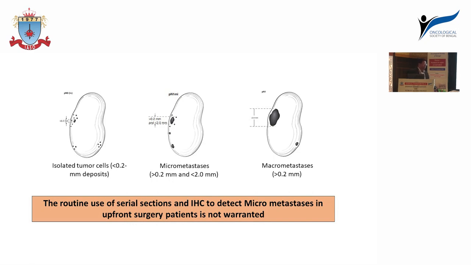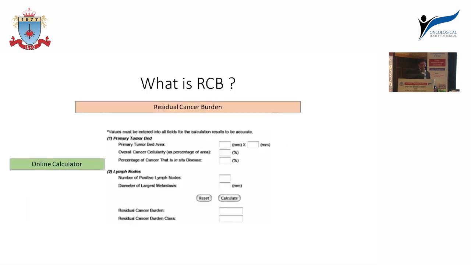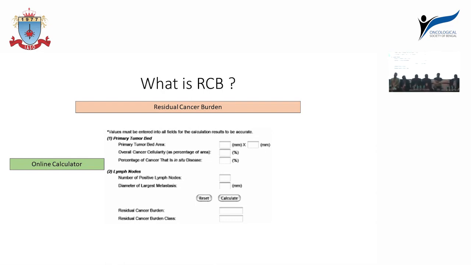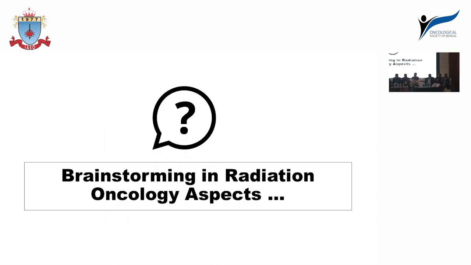IHC is not required in frozen studies, whatever is done. If it is a macrometastasis, then we will call it N1 and go ahead with further treatment. If it is micrometastasis or ITC, we don't know. So in upfront patients, IHC is not indicated. So the concept is very clear. In upfront patients, no IHC is needed to rule out micrometastasis, radiation oncologist.